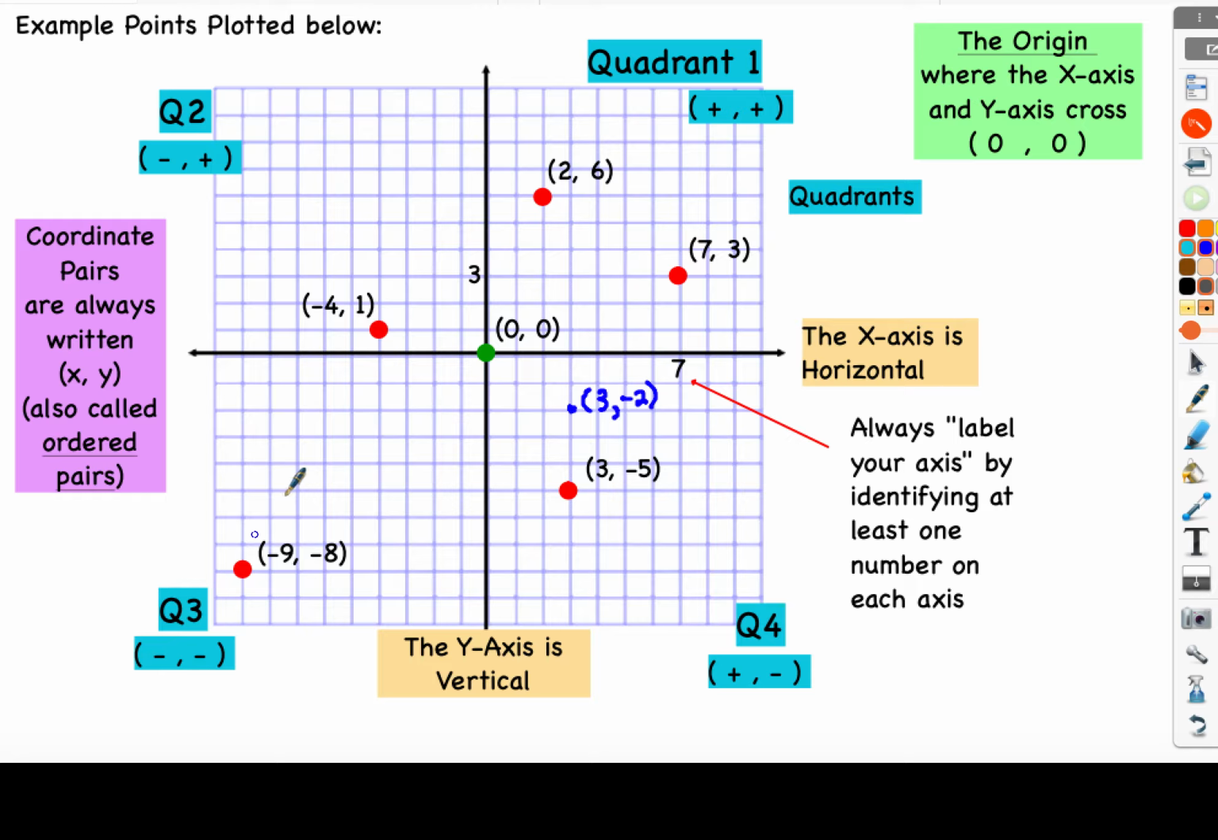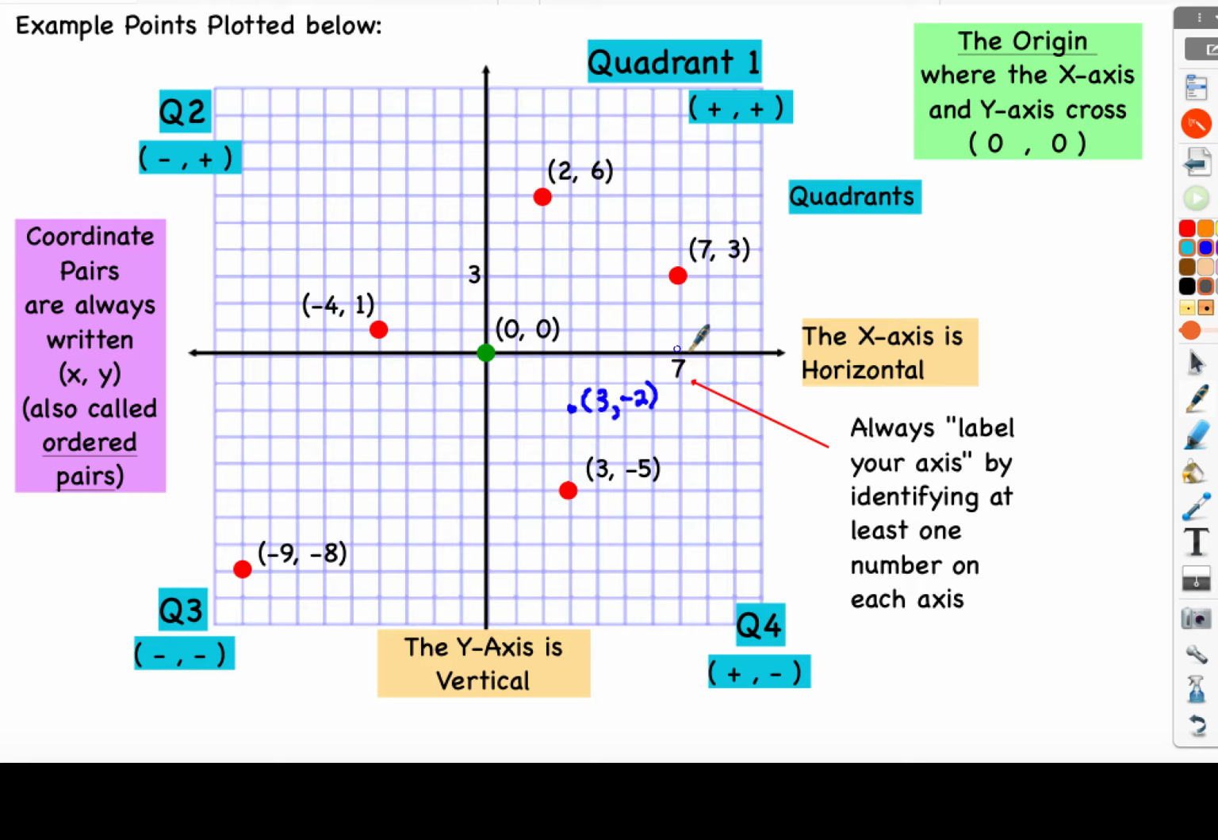Then we've got quadrant 3, again going counterclockwise. Quadrant 3 has two negative numbers at all times. So (-9, -8) here would definitely be down in quadrant 3. Again, coordinate pairs are always written as xy coordinates, also called ordered pairs, so we want to be familiar with those coordinates. And then finally, we work our way over into quadrant 4, which is where we put our point (3, -2). Quadrant 4 is to the right, so x would be positive, but it's downwards, so y would be negative. So very simply, there we go.